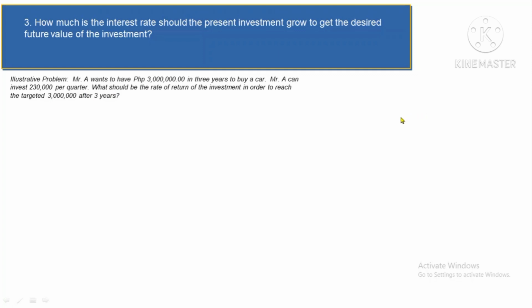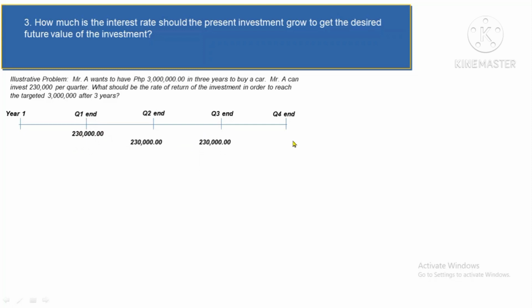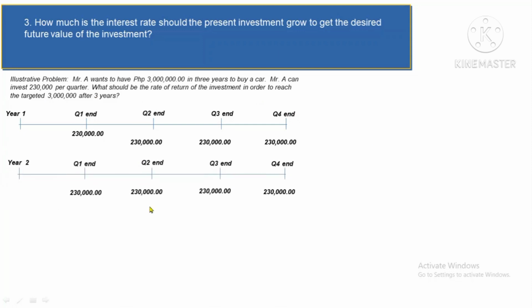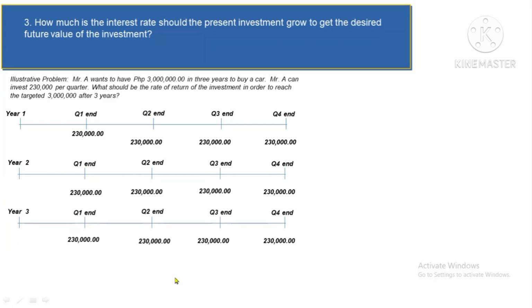However, let me tell you in advance that the missing rate can't be found using the timeline, but we are still going to have the timeline to illustrate the pattern of your investments. For example, in year 1, you're going to contribute 230,000 at the end of quarter 1, as well as at the end of quarter 2, quarter 3, and quarter 4. The same pattern will be used in year 2, and of course, in year 3.